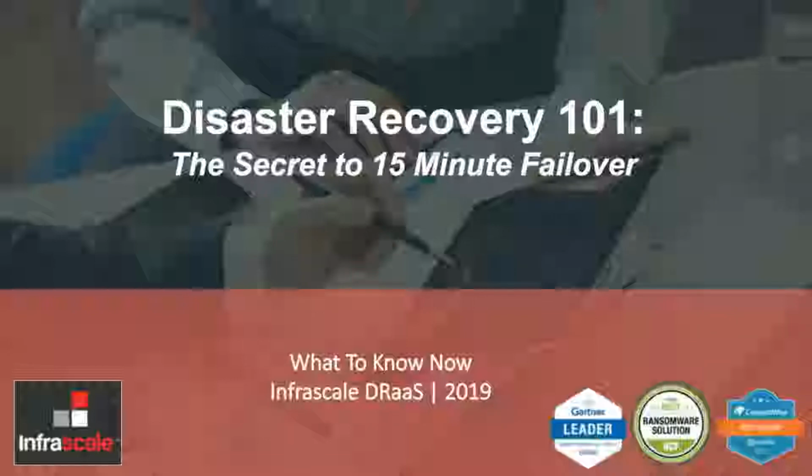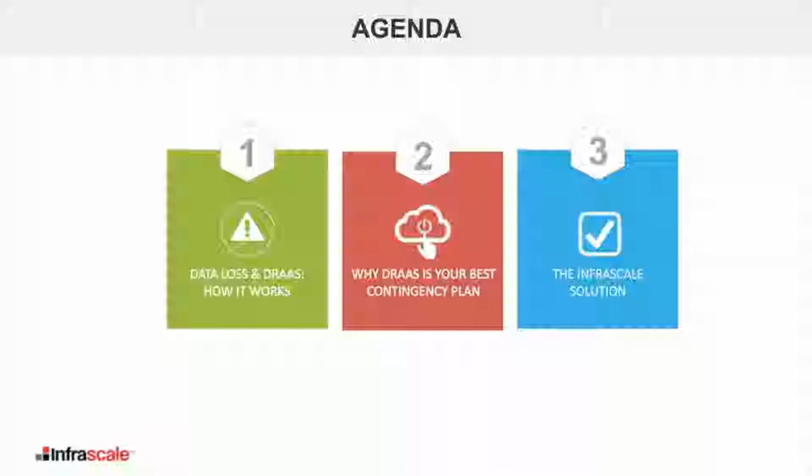All right, so let's take a look at the agenda. So first, we'll just be looking at data loss and DRaaS. We'll see how it all works, get a really good basic understanding, make sure that we level set and we're all on the same page before we dive in. And then we'll talk about why DRaaS is your best contingency plan against data loss. And of course, we'll introduce the Infrascale solution so that you have a good understanding of how that works. More importantly, just looking at, again, the features and functionality, not all DRaaS solutions are created equal, so we want to make sure that we're looking at what are those critical components that I need to be asking my provider when I'm selecting a data protection solution.